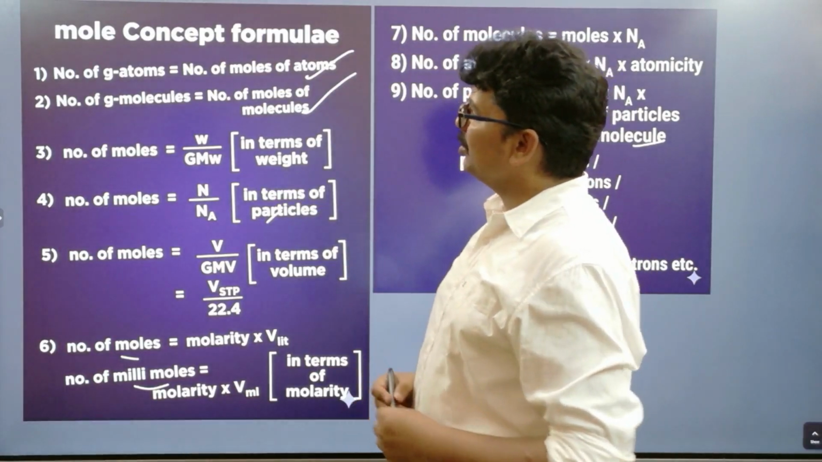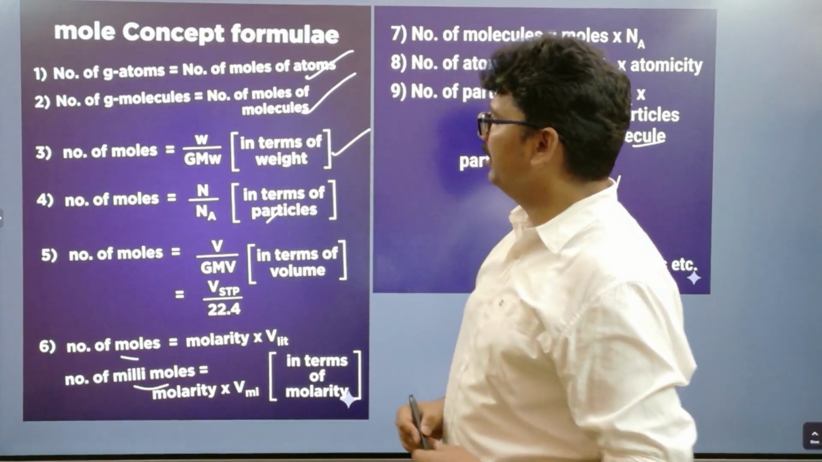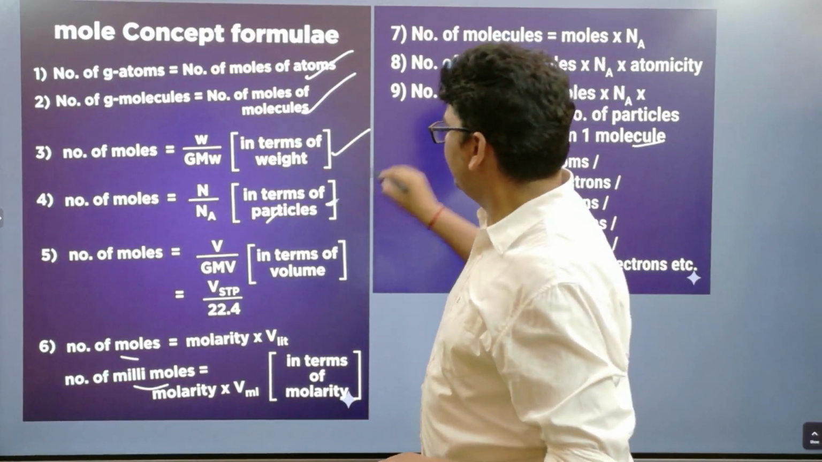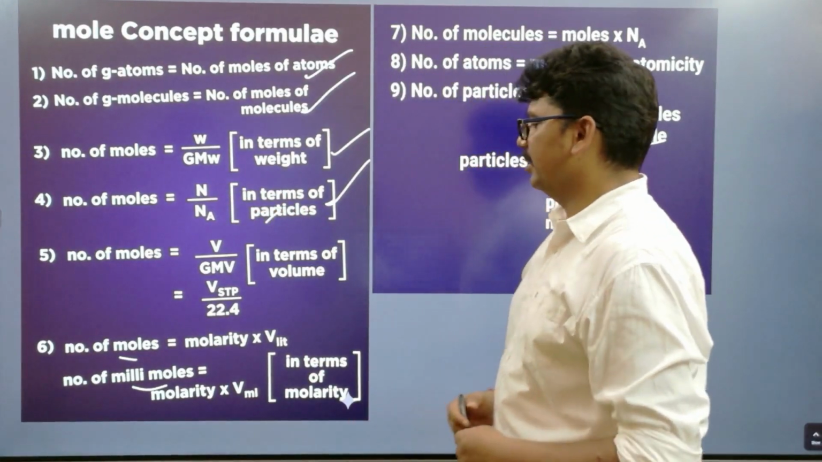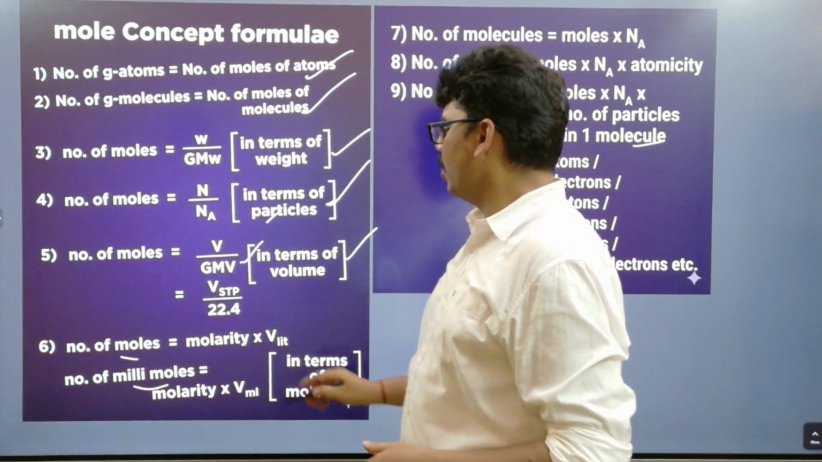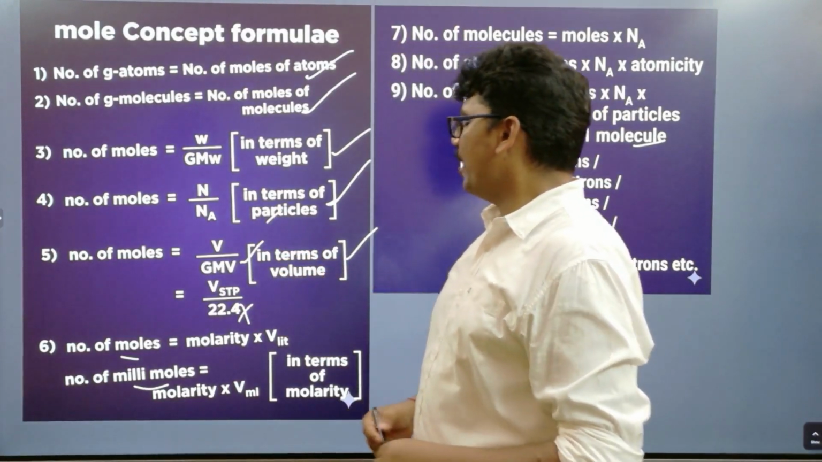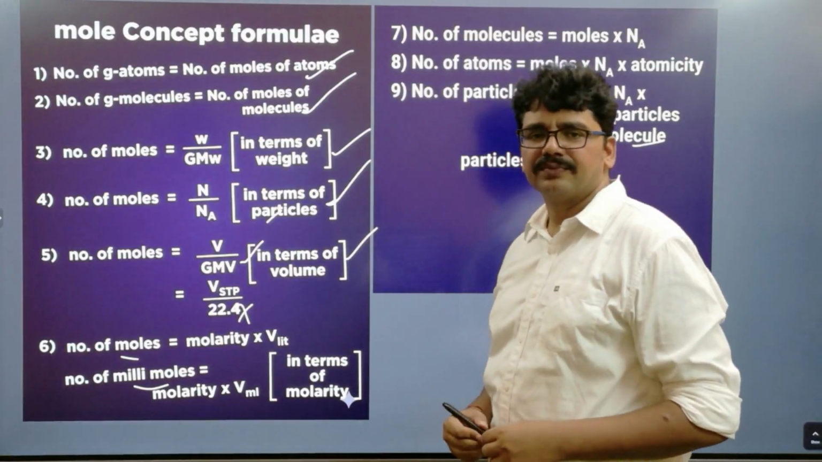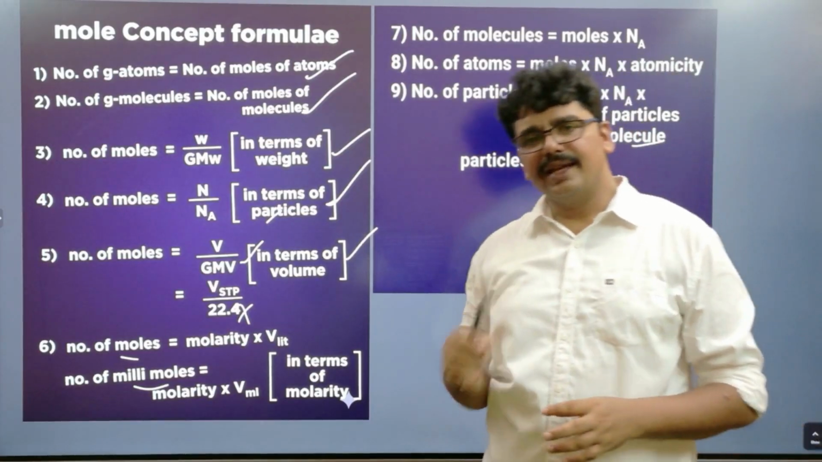So formulas to find the number of moles. In terms of weight, given weight by gram molecular weight. In terms of particles, given number of particles by Avogadro number of particles. In terms of volume, given volume by gram molar volume. At STP, given volume by 22.7 liters. Right? Gram molar volume is the volume of any gas.